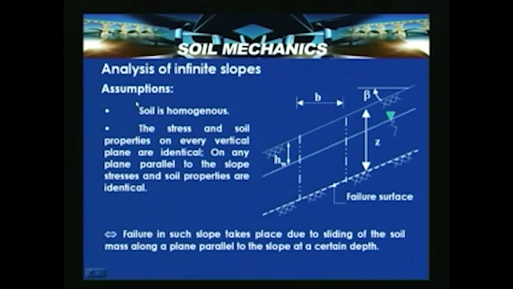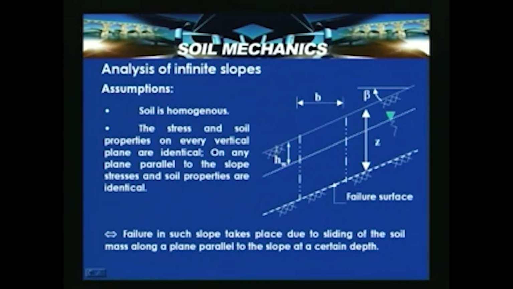The assumptions involved are: the soil is homogeneous, the stresses and soil properties on every vertical plane are identical, and on any plane parallel to the slope the stresses and soil properties are identical. So, the soil properties and the stresses are the same. This implies that failure in such a slope takes place due to sliding of the soil mass along a plane parallel to the slope surface at a certain depth.